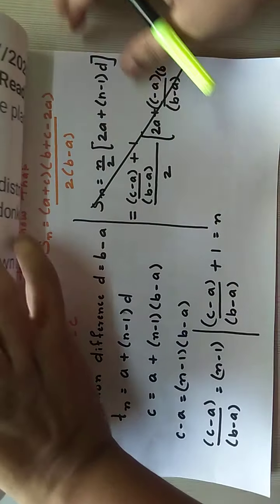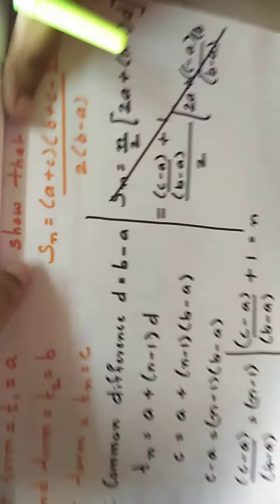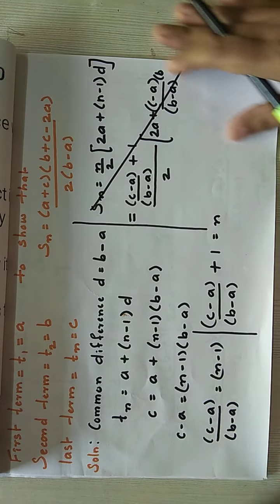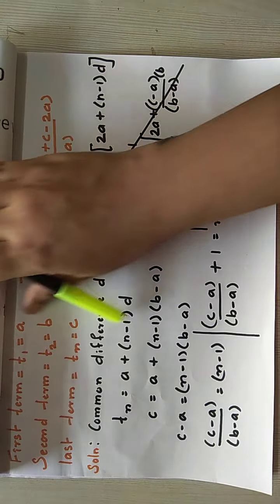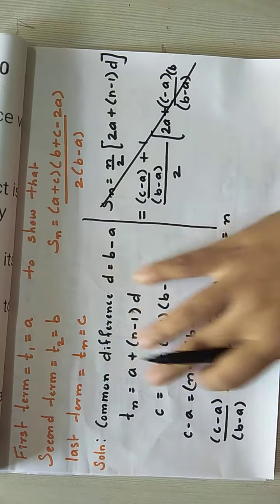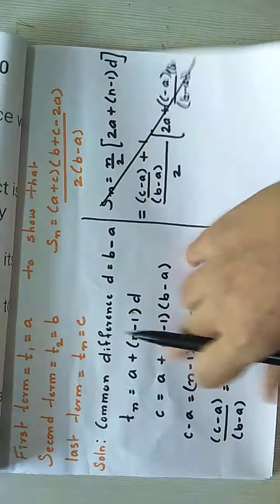Sum number 11 is over here. Question number 11 says the first term of an AP is A. So we have the first term of an AP, A, over here.